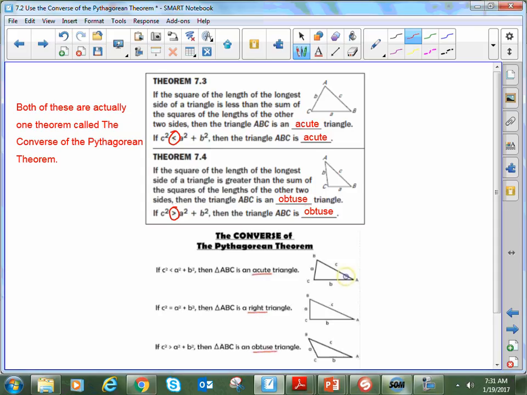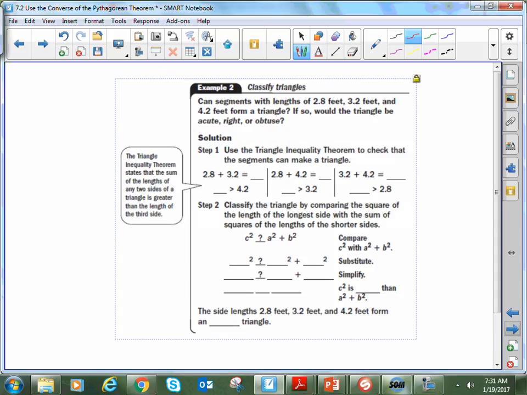Now, both of these, even though they say 7.3 and 7.4, are written as two different theorems, they're really the same thing. This is the converse of the Pythagorean theorem. So the Pythagorean theorem can actually show us three things. It can show us whether a triangle is right, acute, or obtuse. So keep that in mind as we're going forward. This is a very common kind of SAT type question where they say, what type of triangle is this? And they give you three sides, and it may look like a right triangle, but you don't know.